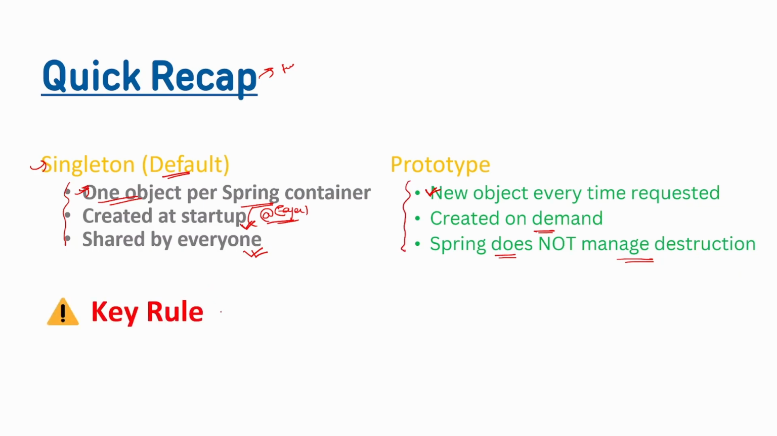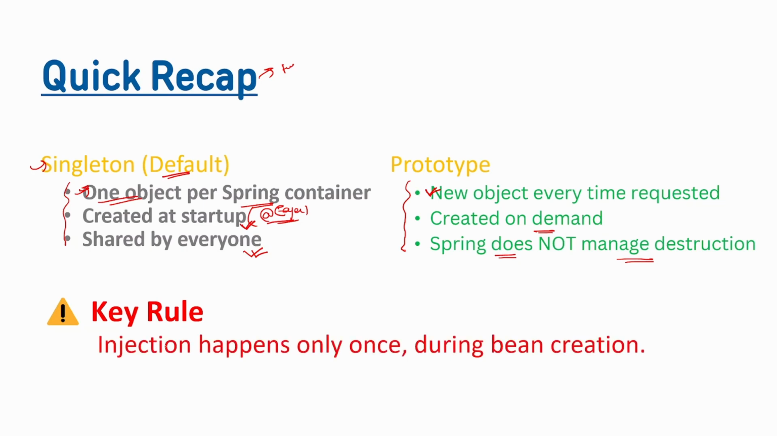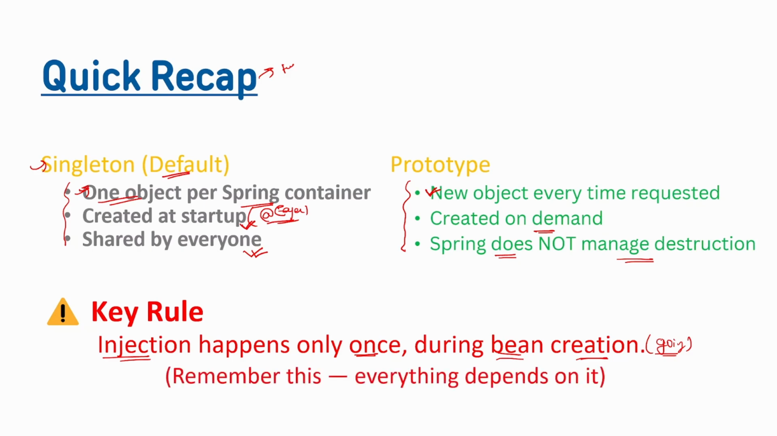So what was the key rule? The key rule that we learned in part 1 is that injection happens only once during the bean creation. Remember this, it is the most important rule, and it will clear all your doubts. Everything depends on it. So let's start part 1.